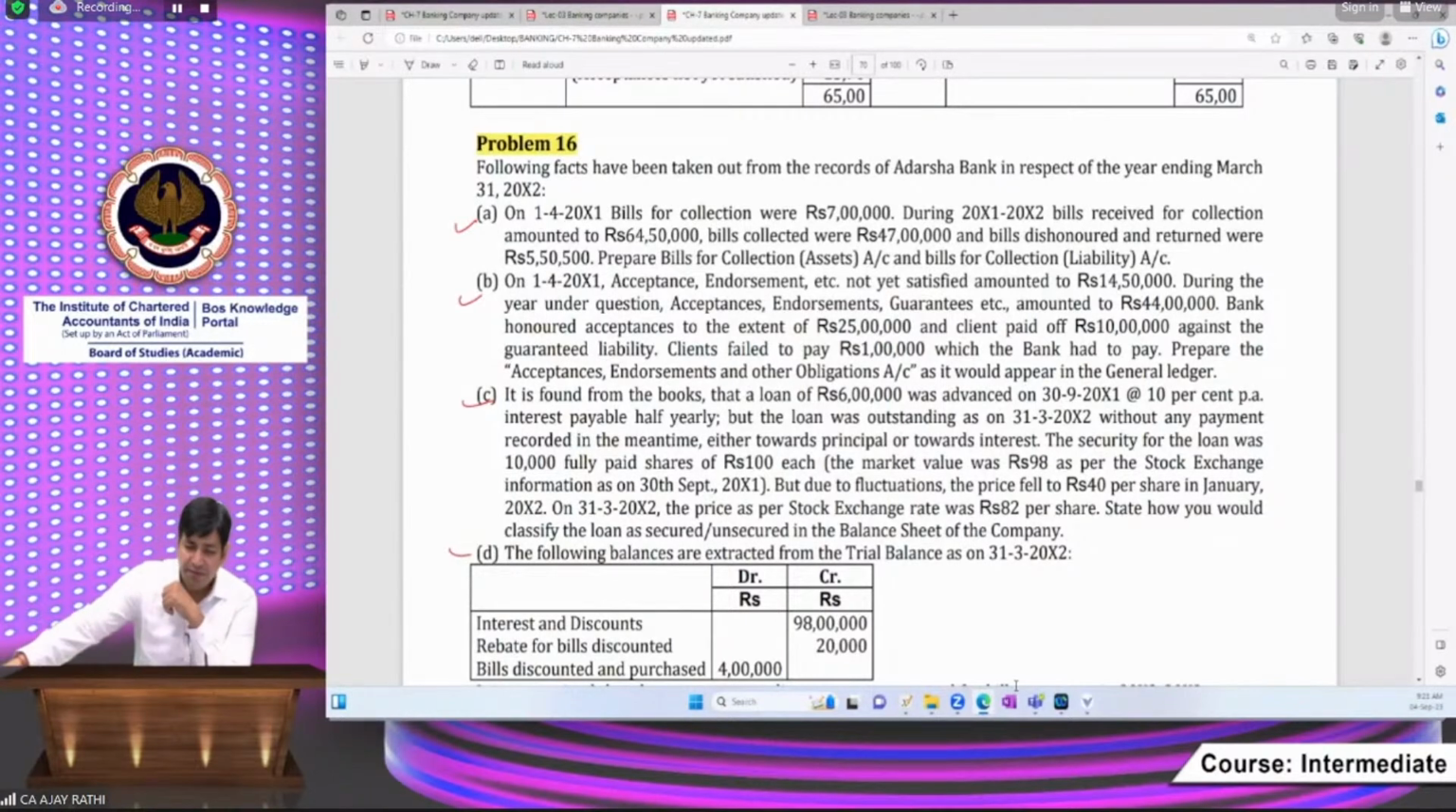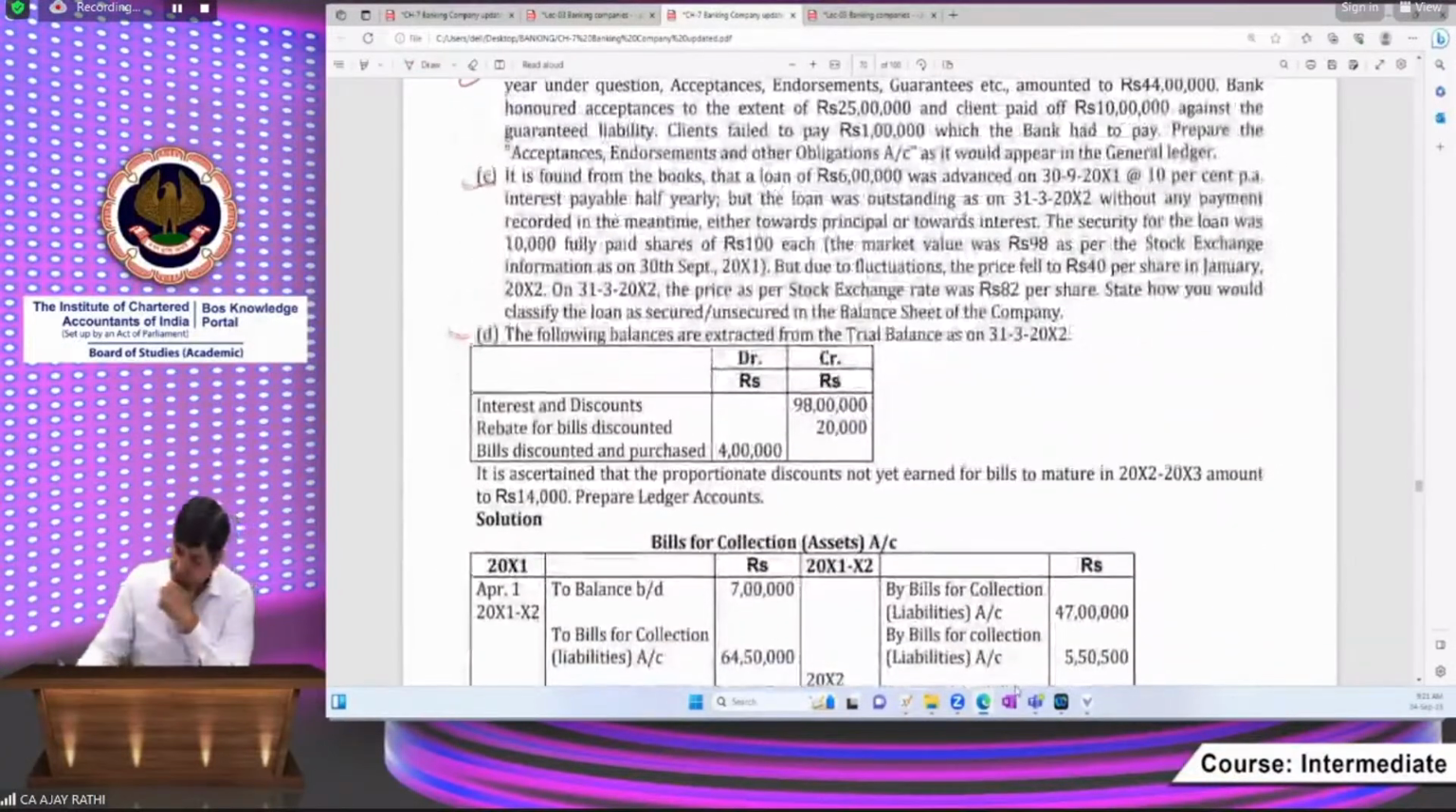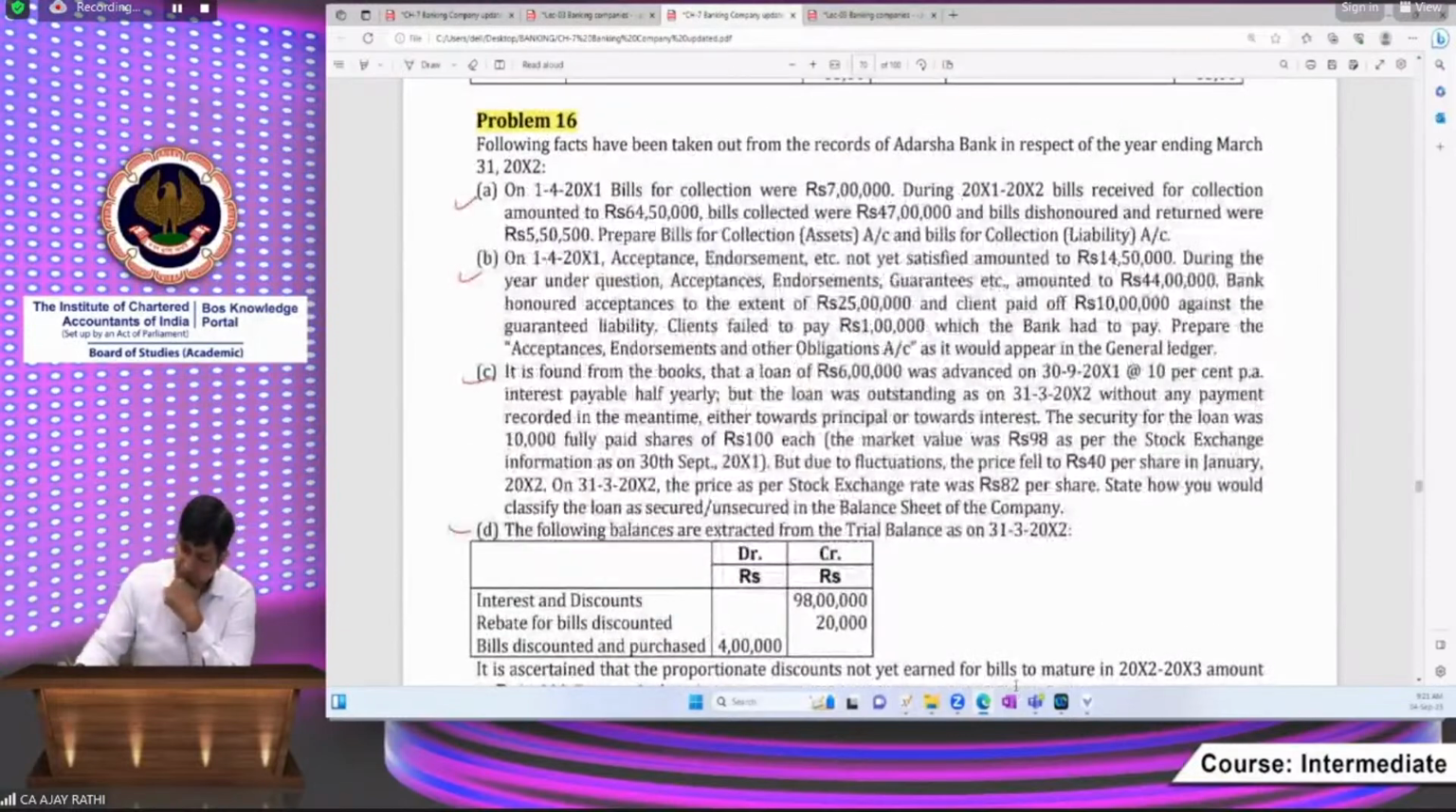Yes, everyone. Please see what the question is asking. See, this is what on 1st April 2001 bills for collection are there. Those are how much? Those are 7 lakh rupees. So can I say this is the opening balance of assets and liability? During the year, other bills were received for collection. Can I say new assets and liabilities? Bills for collection collected.